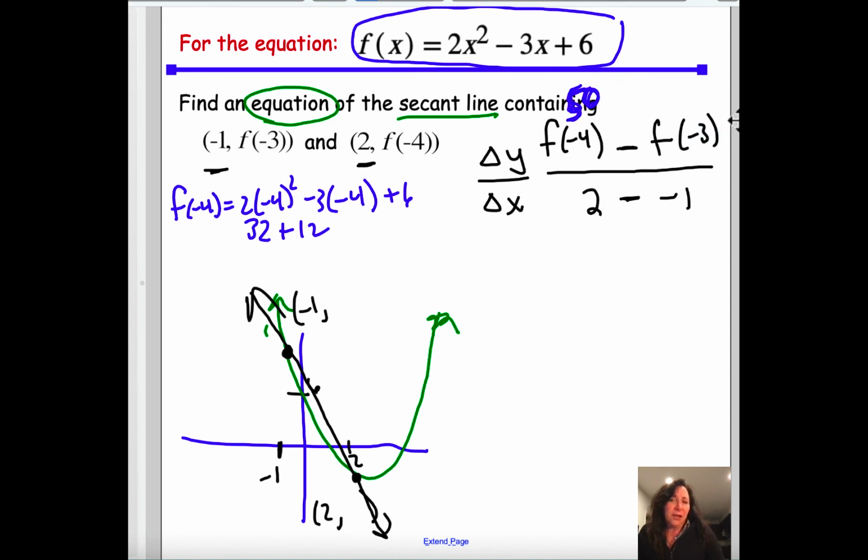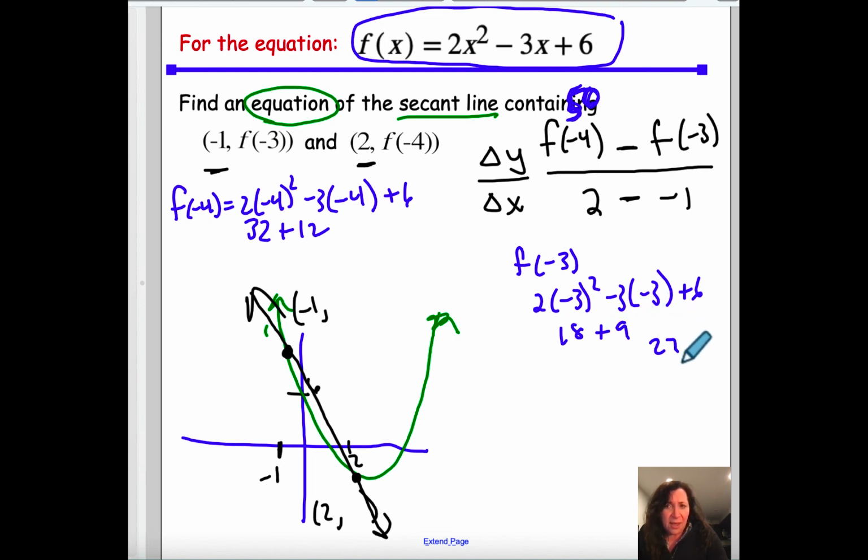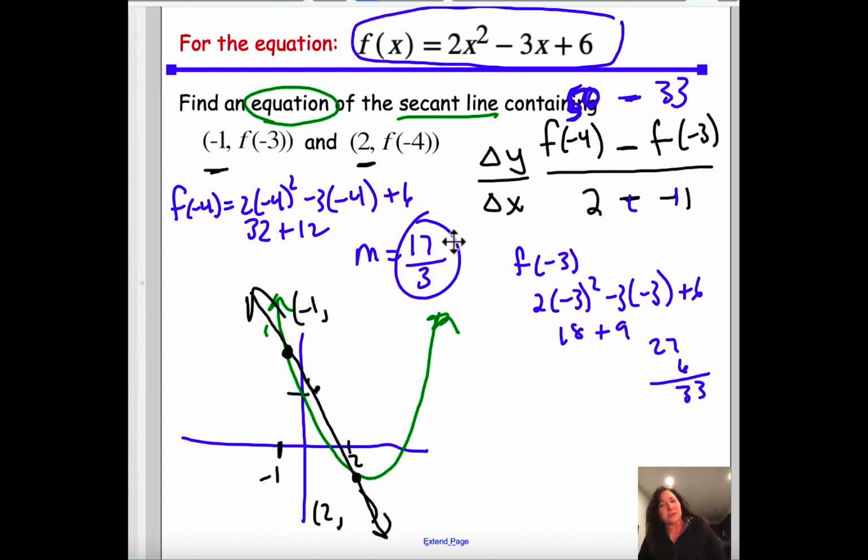And then for -3, f of -3 is going to be 2 times -3 squared minus 3 times -3, add 6. So 9 times 2 is 18 plus 9, 27, add 6, 33. Okay, so 50 and then subtract 33. So it looks like my slope is 50 minus 33, which is 17. So my slope is equal to 17 over 2 plus 3, so 17 thirds.